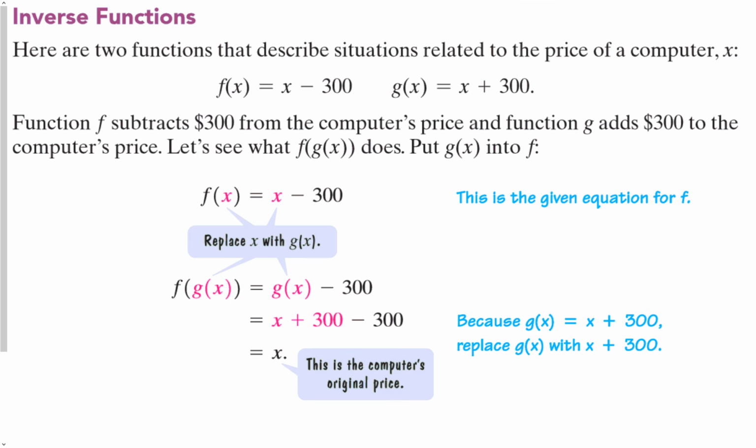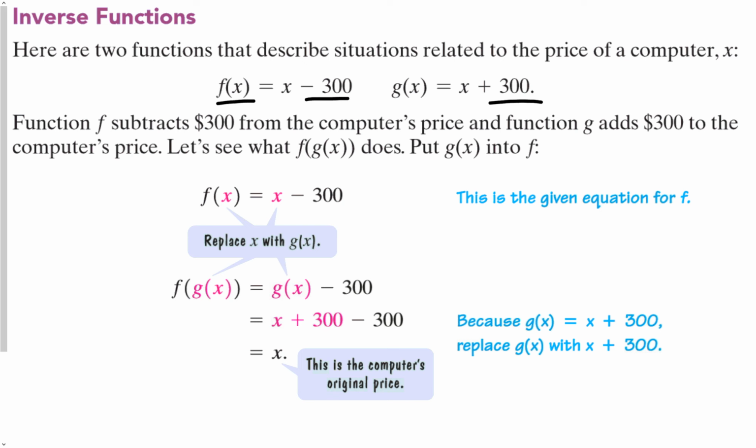Okay, so let's look at two functions that describe situations relating to the price of a computer. In my first function, I'm going to take $300 away from the computer's price. In the second function, I'm going to add $300 to the computer's price. You can probably see that if you take $300 away and then you add $300 later, you're pretty much going back to where you started. The one function is undoing everything that the first function did. And that is the relationship of a function and its inverse. Let's see how this works.